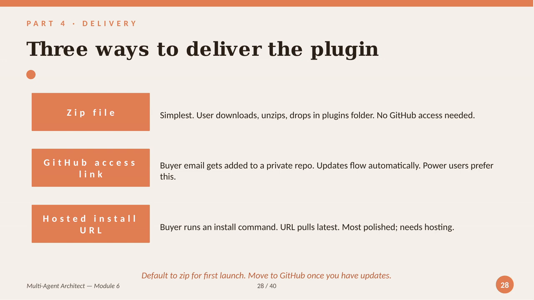Default to zip for first launch. The simplicity matches the early stage. Move to GitHub access once you have ongoing updates and a customer base big enough that "come download version 1.1" gets old. Hosted install is for when you've matured into infrastructure ownership, usually after the first 100 customers.